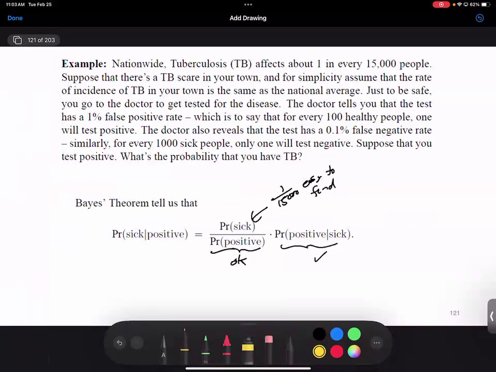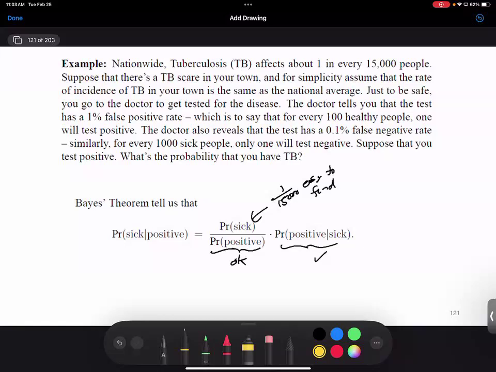So nationwide, tuberculosis affects 1 in every 15,000 people. Suppose there's a TB scare in your town, and for simplicity, assume that the rate of incidence of TB is the same as the national average. Again, always be clear what your assumptions are. Just to be safe, you go to a doctor and get tested for the disease. The doctor tells you the test has a 1% false positive rate.